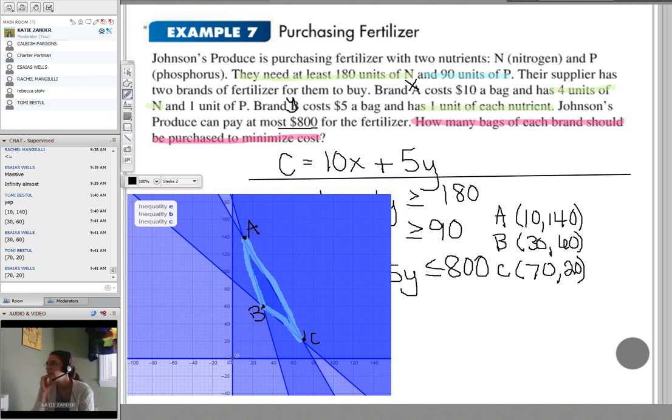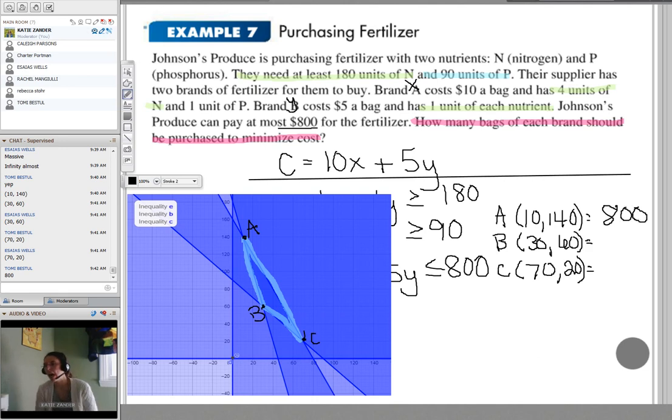Now to find optimization, we are going to substitute these 3 points into the objective function that we created. Remember, the objective function was looking at our cost, so that's where we got the 10 and the 5 from. So let's start with point A. What do we get for the cost if we buy 10 bags of brand A and 140 bags of brand B? What is that going to cost us? $800.